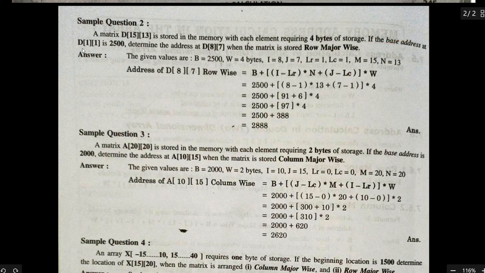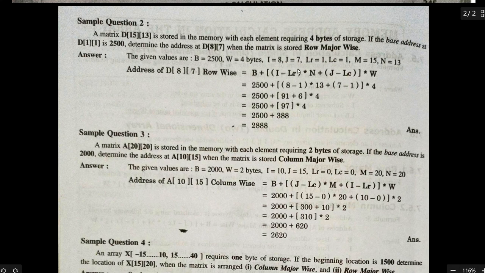The base address of D11 is given as 2500. So the value of B is 2500, and W is 4 bytes. So write all these values: B is equal to 2500, W is equal to 4 bytes. The value of I is equal to 8, because you have to determine the address of D87. We have to find out the address of D87. So the value of I is 8 and the value of J is 7.